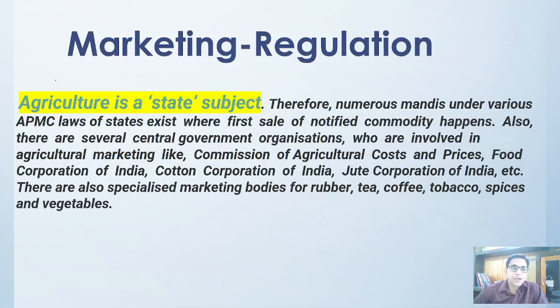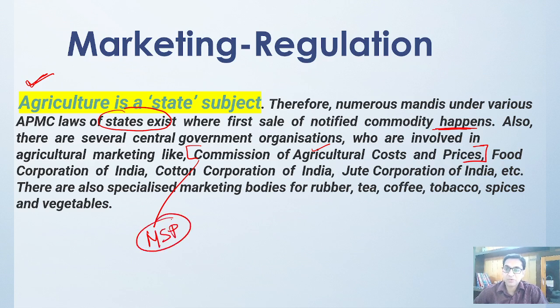Again, I want to stress that agriculture is a state subject. So there are a lot of laws in our country, in all the states where they exist, where the first sale of the notified commodity happens. So you have to sell anything in the state mandi. And there are a lot of central government organizations also involved in agriculture marketing, like the Commission for Agriculture Cost and Price, which recommends the MSP, minimum support price, of our country.